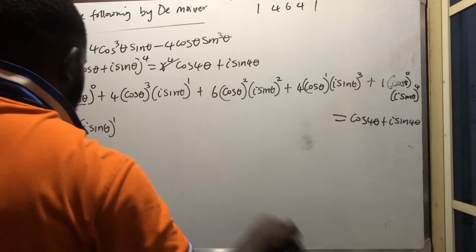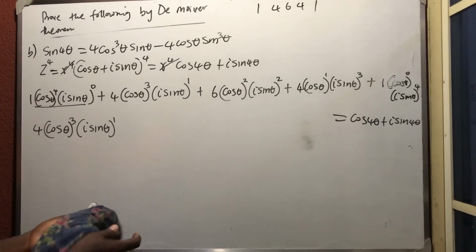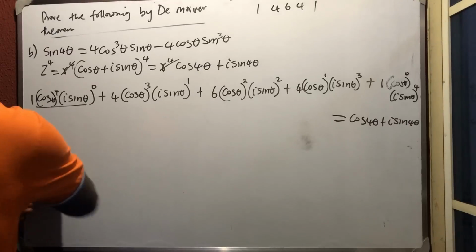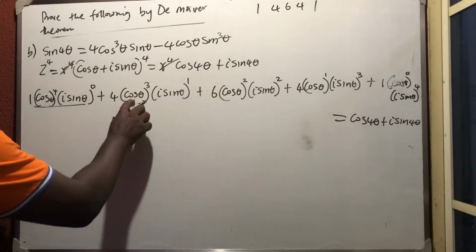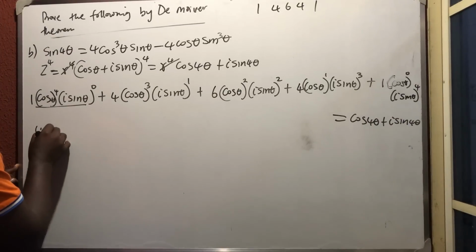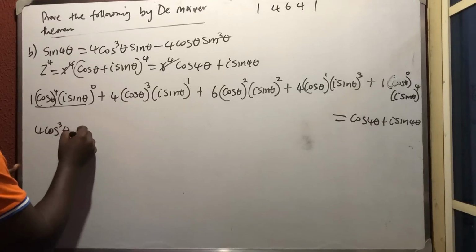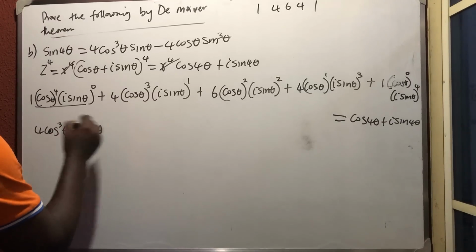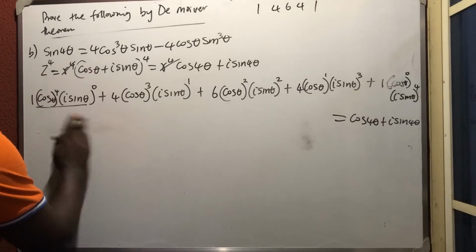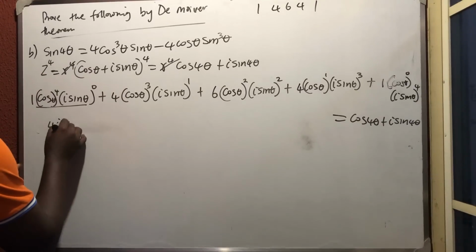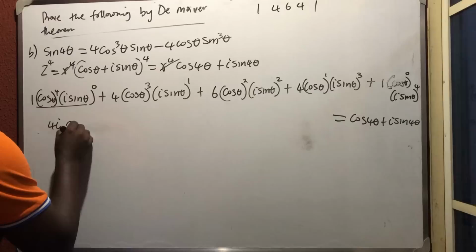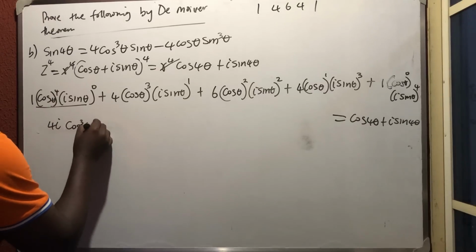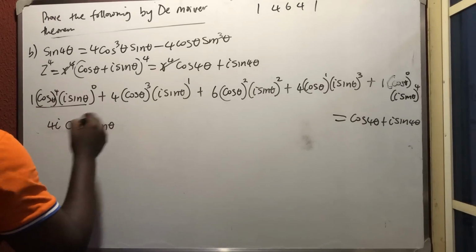Okay, let me just write it straight. So this raised to power this will give you 4 cos 3 theta, then I sine theta. Or let me bring the I at the back. It's the same thing. That is 4I, then cos 3 theta, then sine theta.